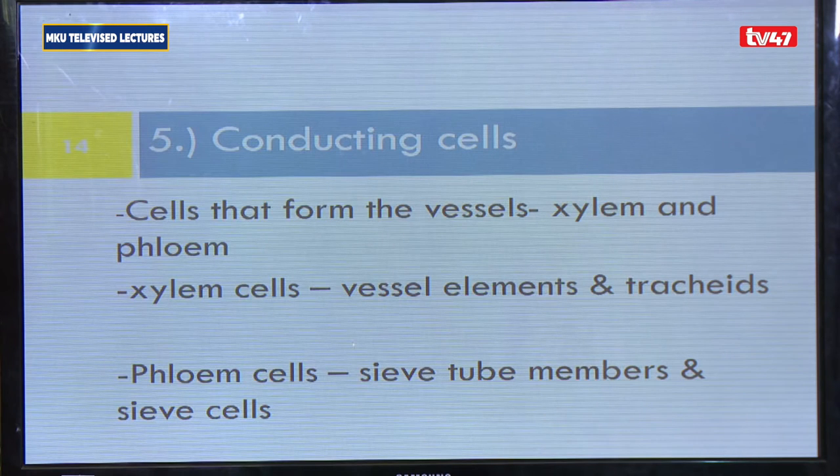And then we have the phloem, a vessel that is responsible for the transportation of food materials. The phloem is also comprising of two types of cells. We have the sieve tube members, and we have the sieve cells. Both of them capable of allowing soluble food material to pass through, but the sieve tube members are more efficient compared to the sieve cells.